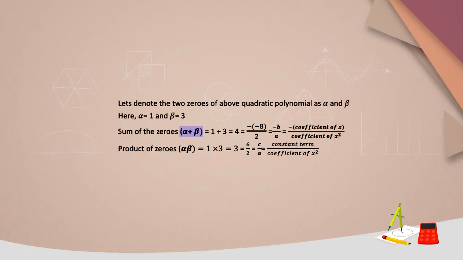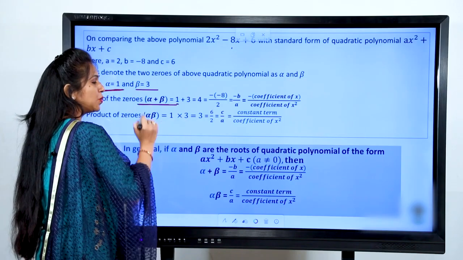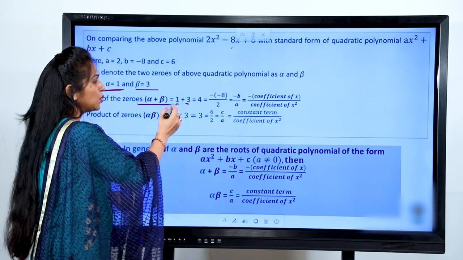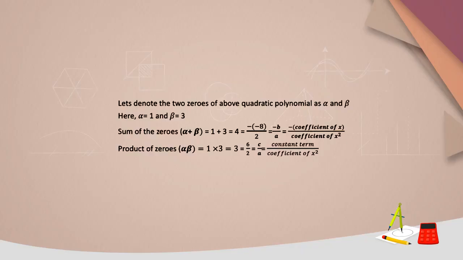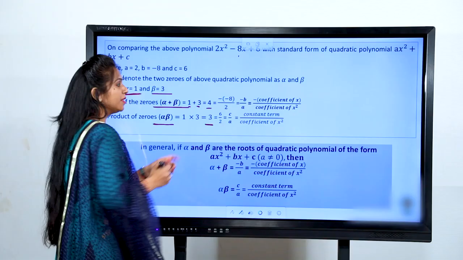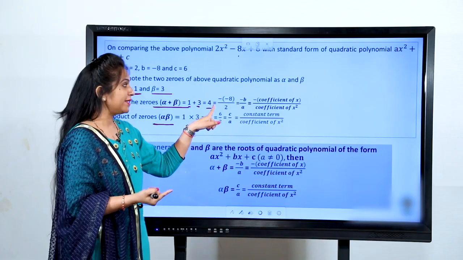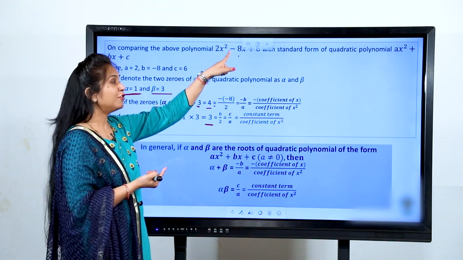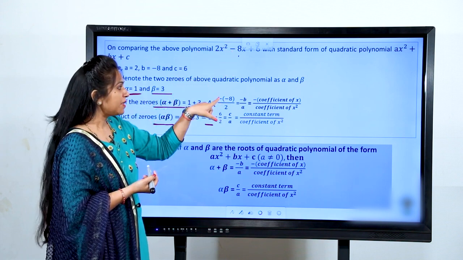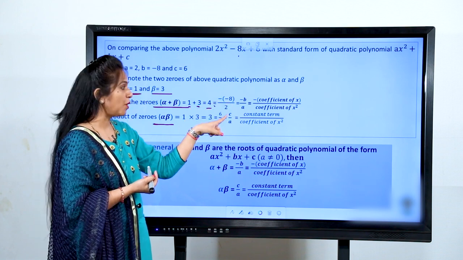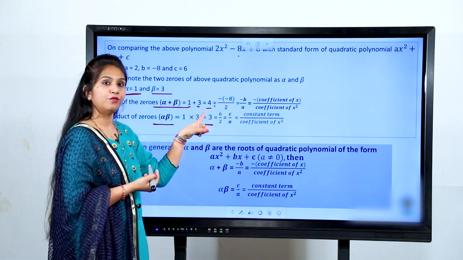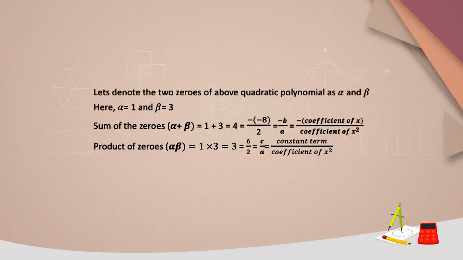Now let us understand the relationship between these things. If we see the sum of the two zeros, that is alpha + beta, the first number is 1 and the second value is 3. So 1 + 3 gives you 4, and the product of the zeros, that is alpha × beta, means 1 × 3, gives you 3. Now this 4 we can also get from the value of b. The value of b is -8. So when we substitute, -(-8)/2 also gives you 4, because minus of minus 8 is 8, and 8 by 2 is also 4.